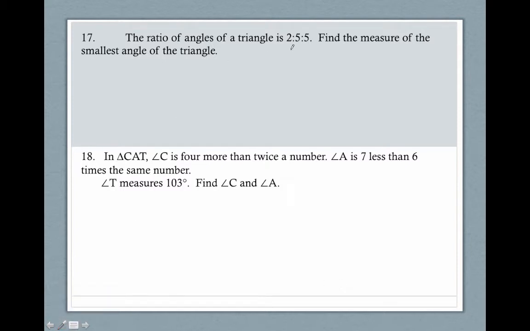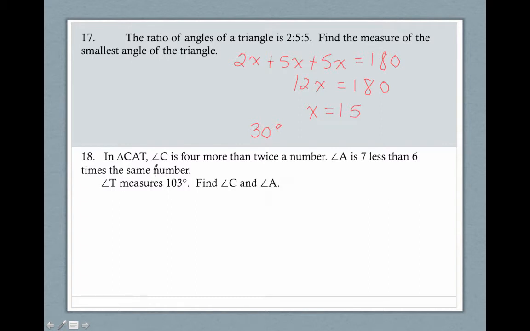Okay, so the ratio of the angles being 2 to 5 to 5 means they're 2 times something, and 5 times the same thing, and 5 times the same thing. So we have 2x plus 5x plus 5x all equals 180 because it's a triangle. So 12x equals 180, x equals 15. But the question is, find the measure of the smallest angle. The smallest angle was the 2x, because 2 is smaller than 5. So 30 degrees is the measure of the smallest one.